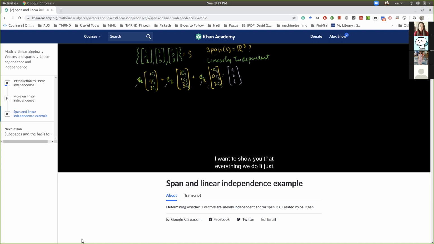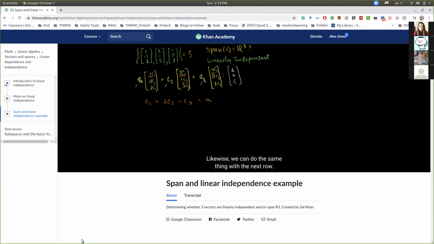I want to show you that everything we do formally comes from our definition of multiplication of a vector times a scalar, which is what we just did, or vector addition, which is what we're about to do. So vector addition tells us that this term plus this term plus this term needs to equal that term. So let me write that down. We get C1 plus 2C2 minus C3 will be equal to A.